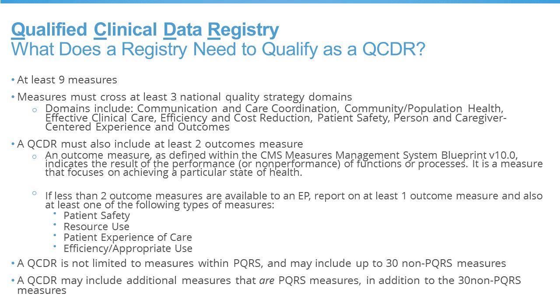Reporting through a QCDR entails reporting at least 9 measures over at least 3 national quality strategy domains, with the inclusion of at least 2 outcome measures. If less than 2 outcome measures are available to an eligible provider, report on at least 1 outcome measure and also at least one of the following types of measures: patient safety, resource use, patient experience of care, and efficiency or appropriate use. As I mentioned, a QCDR is not limited to PQRS measures and may include up to 30 non-PQRS measures.